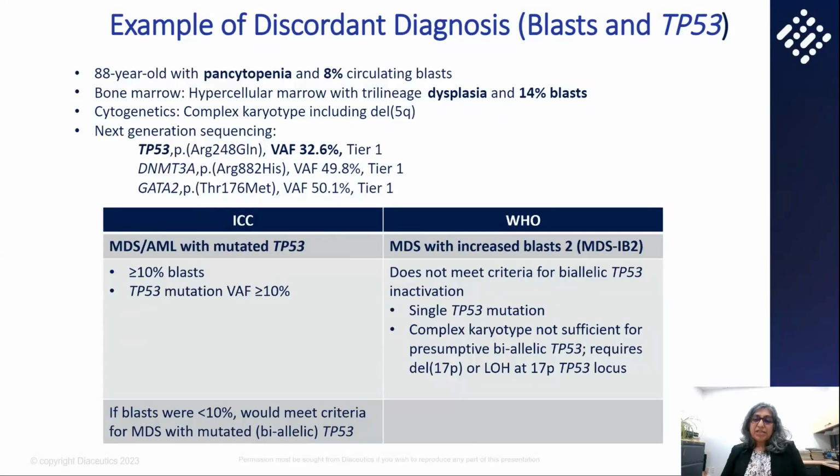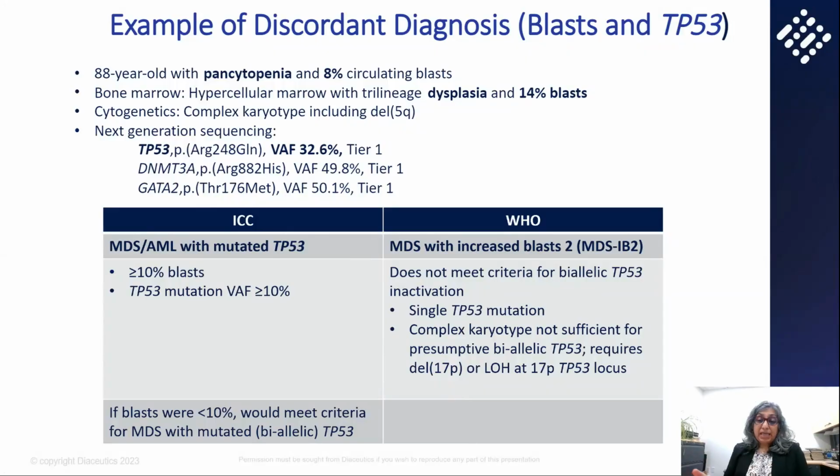Now, would this meet criteria for MDS with biallelic TP53? It won't by the WHO classification because there is only one TP53 mutation. In that instance, WHO does not consider complex karyotype as presumptive evidence of a second hit. It requires us to show that there is deletion 17p or loss of heterozygosity at the 17p TP53 locus. In this case, on cytogenetics, we did not see deletion 17p. So by WHO, this case stays as MDS with increased blasts 2.